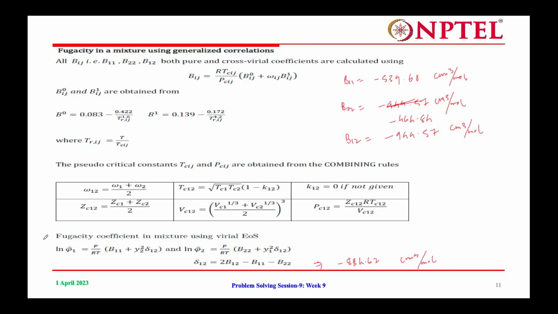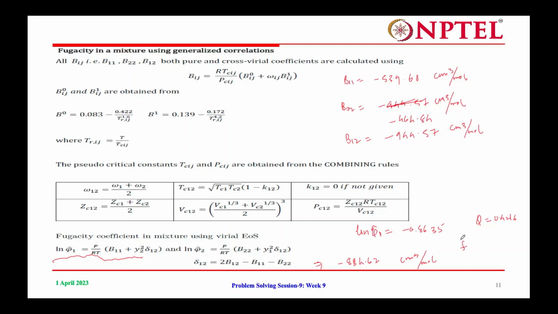Now we have to calculate for species 1, means benzene. So use this equation. Put all the values here in these equations. So ln phi 1 is minus 0.86, phi is equal to 0.4216, right?